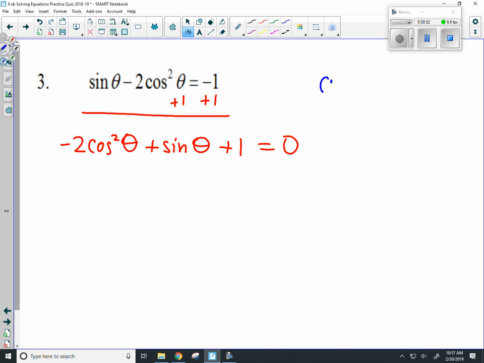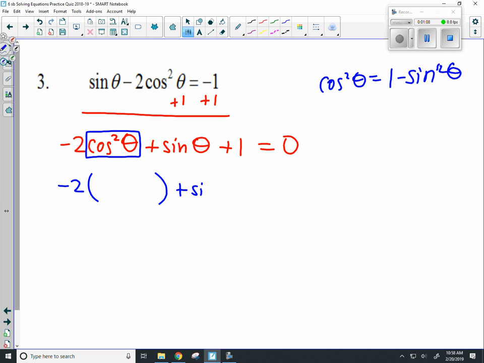So if you recall, or if you look at the top of your quiz review, cosine squared is equal to 1 minus sine squared. So because they are equivalent, we can just substitute it in. So -2, and then I'm just going to leave those parentheses there for a second. Again, because they are equal, cosine squared is equivalent to 1 minus sine squared. That's why we're allowed to replace it.